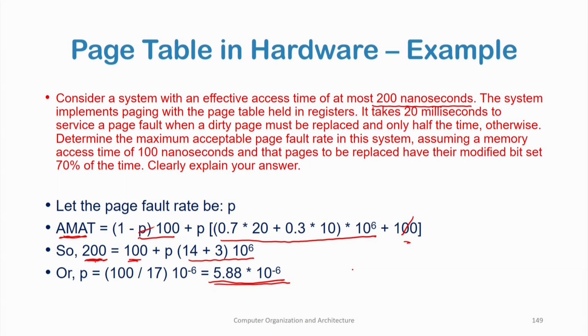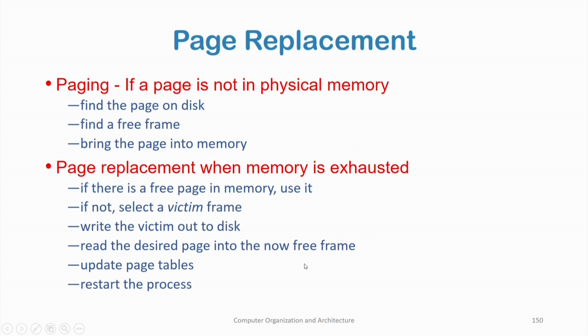So, the effective memory access time, incurring page faults together, will be less than or equal to 200 nanoseconds, if the page fault rate is as low as this. So, now we move to the next topic of discussion, which is page replacement.